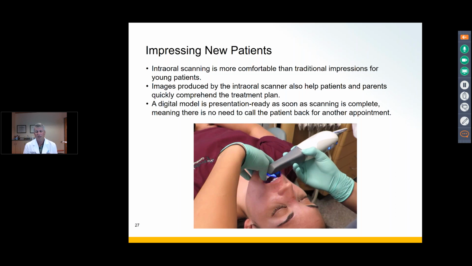So a lot better, I think, case acceptance when it comes down to acquiring these scans and convincing patients that you're a competent practitioner ready to start.